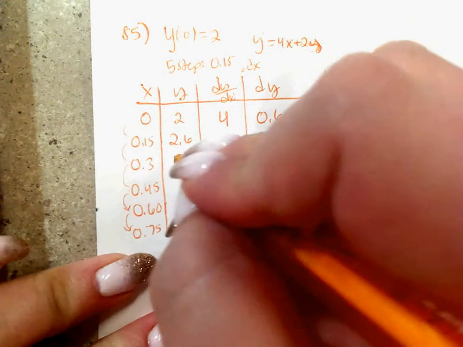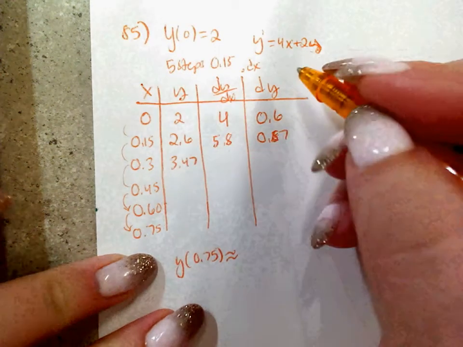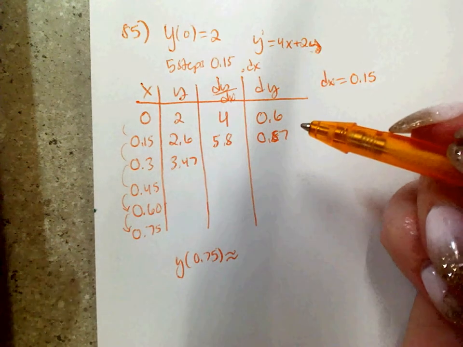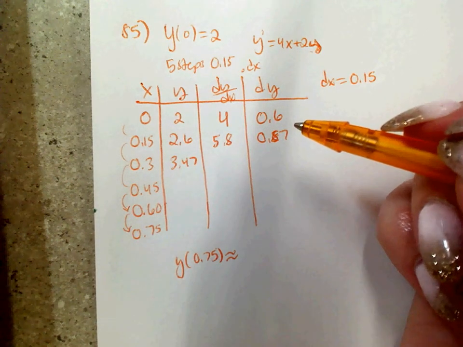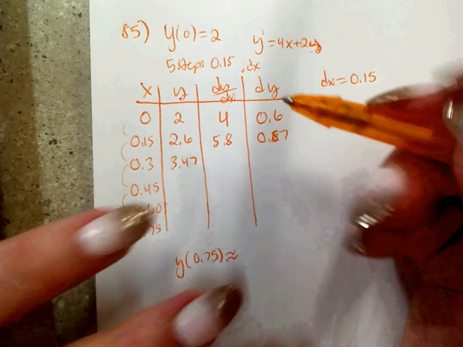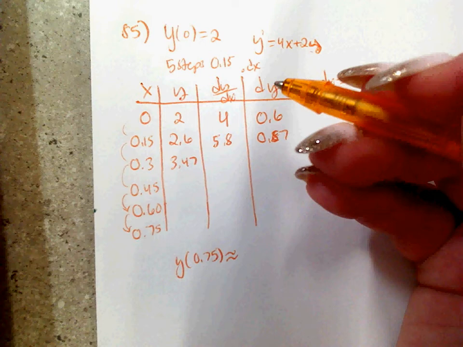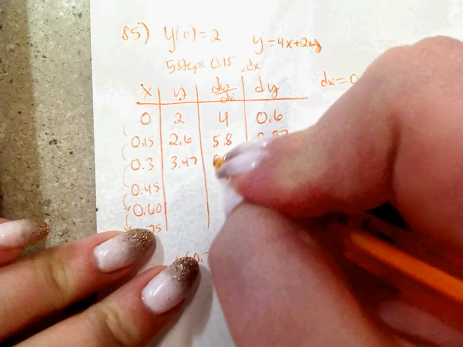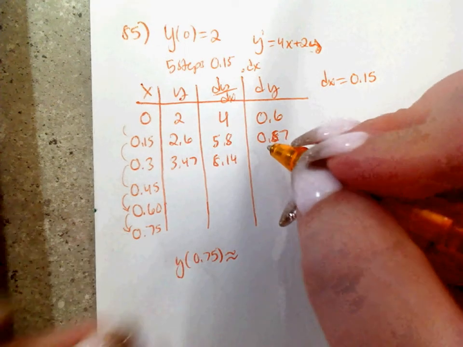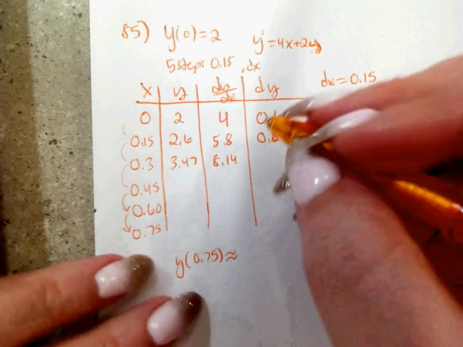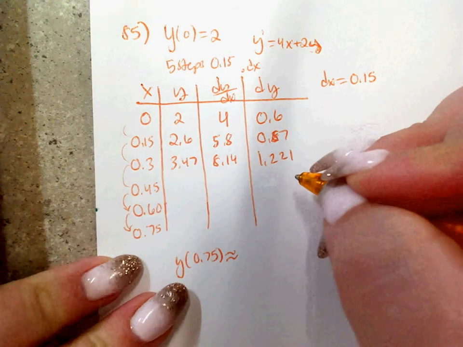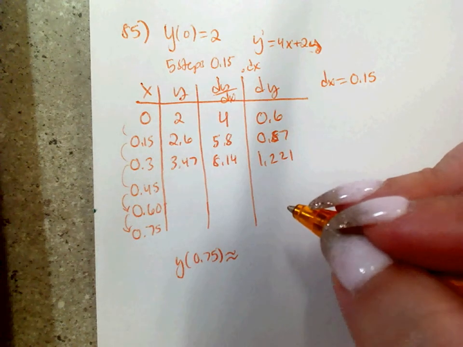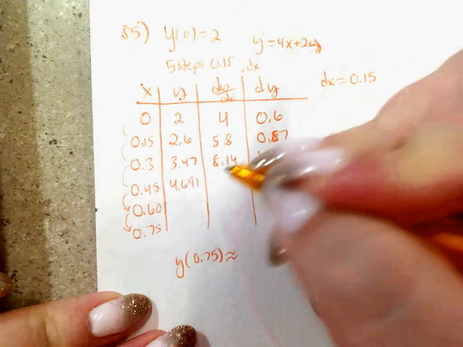So I'm going to plug 0.3 in for x and 3.47 into y, so 4 times 0.3 plus 2 times 3.47, and we get 8.14. 8.14 times 0.15, that gives me 1.221. Add that to 3.47, and you get 4.691.